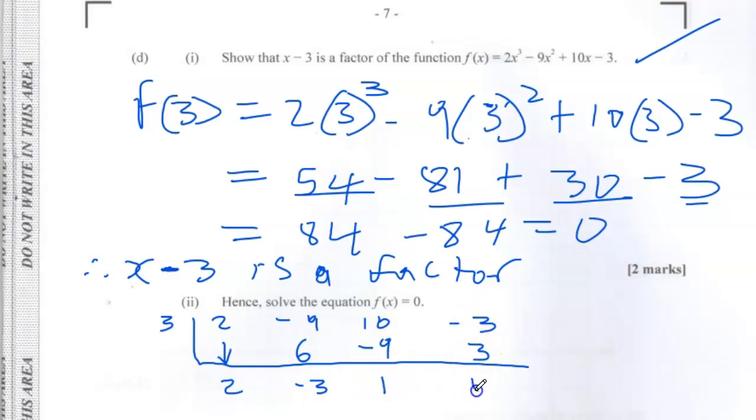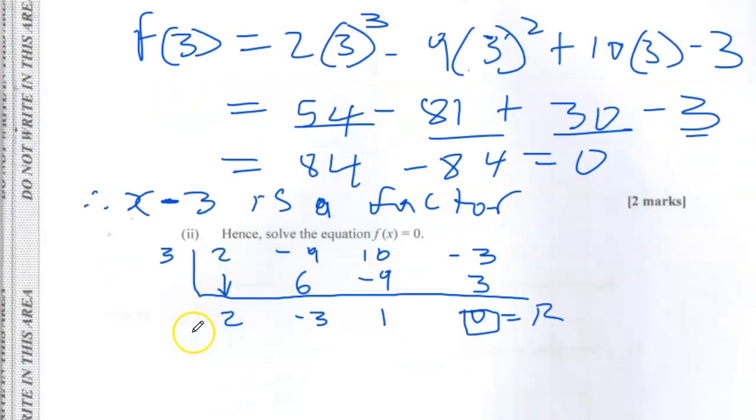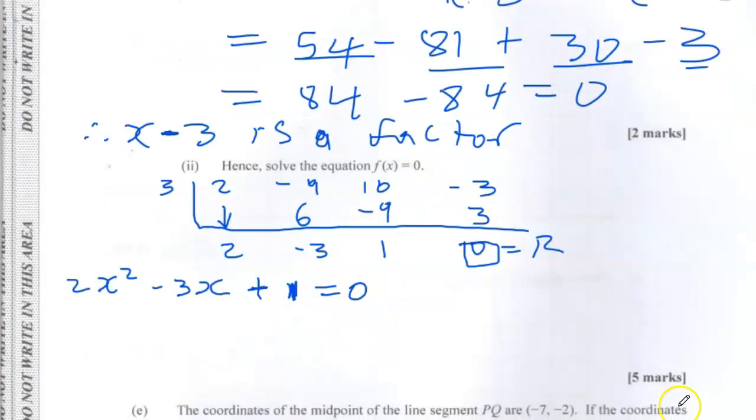And negative 3 plus 3 is 0, which is the remainder, which we expect to get since x minus 3 is a factor, so the remainder, of course, will be 0. Alright, so what we end up with below here represents the quadratic coefficients. So the other factor would be 2x squared minus 3x plus 1. And then we can equate this factor to 0 and solve.